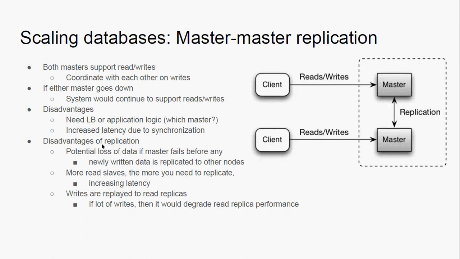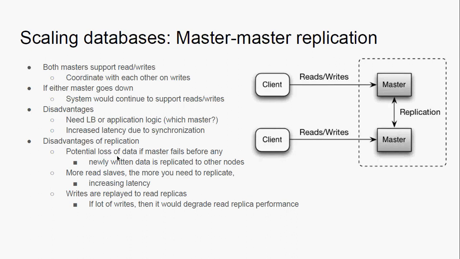So the first disadvantage is that if you have 2 or more masters, you need a load balancer or some kind of application logic in your application APIs to determine which master to write to. You need to have that mechanism, and it will add latency.